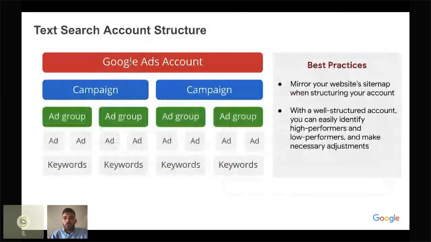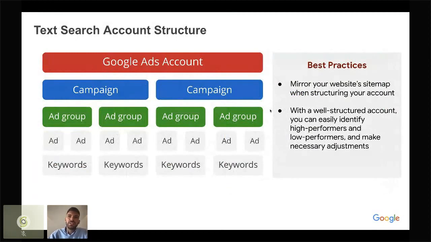Let's say we have one Google Ads account. This usually breaks down into particular ad campaigns. We have groups of ads that we want to focus on, and we'll see some examples of indicative structures. What I would like you to keep at this point is regarding best practices. The aim is to mirror your website in the account structure.